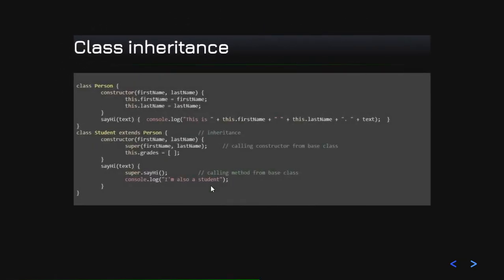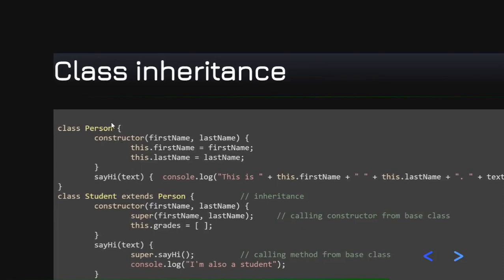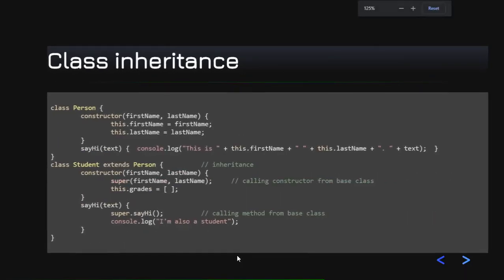Okay, we can also do class inheritance. Let me zoom in. Like this. So we have this person with a constructor like this, and this function say hi, which just prints something. And then we have the student, which extends person. It has a constructor like this one. In the constructor of the derived class, we need to call the constructor of the base class by using this super. It also adds a new field here, grades, and it overrides the method say hi by first calling the method from the base class and then printing something in addition to the console. Let me zoom out. Okay, this is class inheritance.